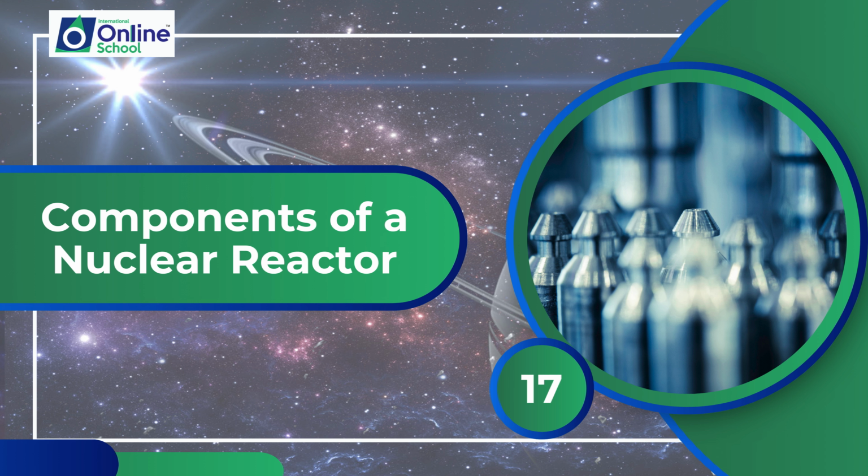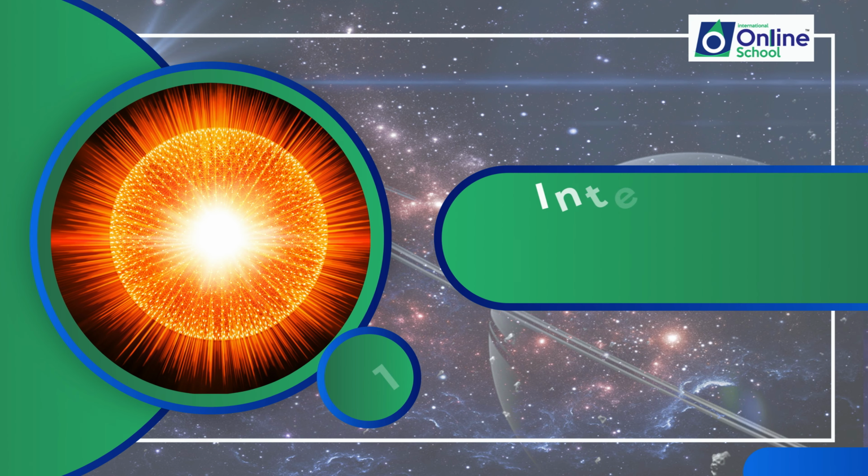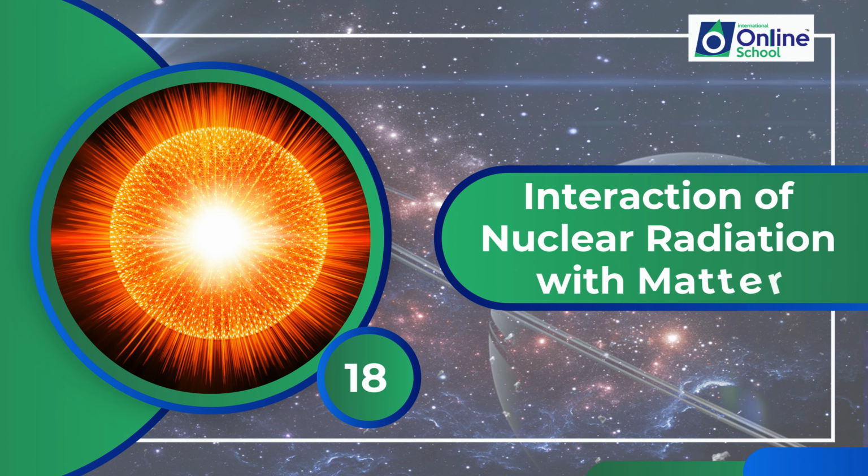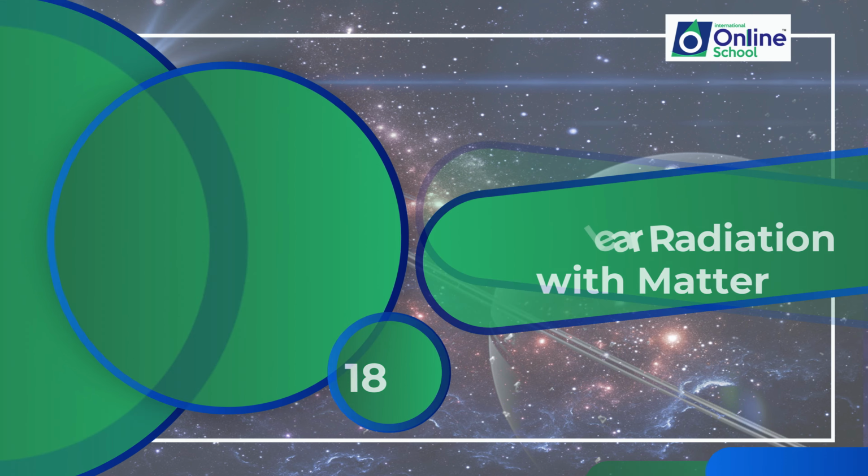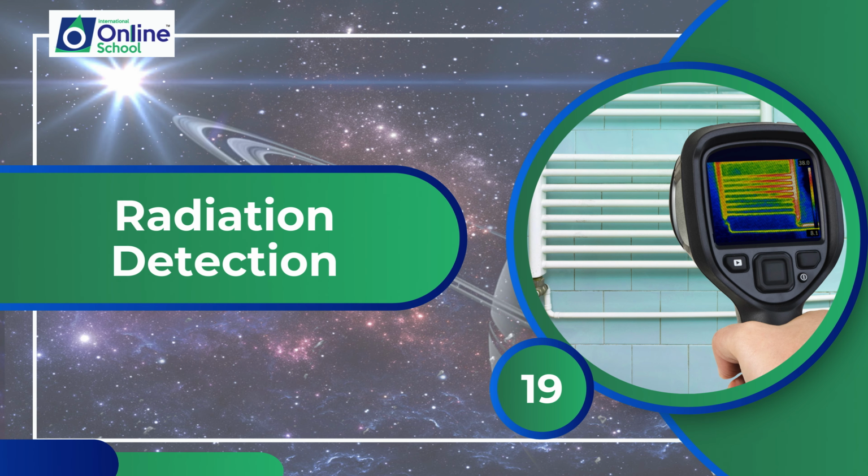This lesson involves understanding the key components and their roles in controlling and utilizing nuclear reactions for power generation. In the next lesson, students will describe the interaction of nuclear radiation with matter. This involves understanding how different types of nuclear radiation interact with materials, leading to ionization and other effects. Students will describe the use of Geiger-Müller counters and solid-state detectors to detect radiation. This lesson involves understanding the principles and applications of radiation detection devices.